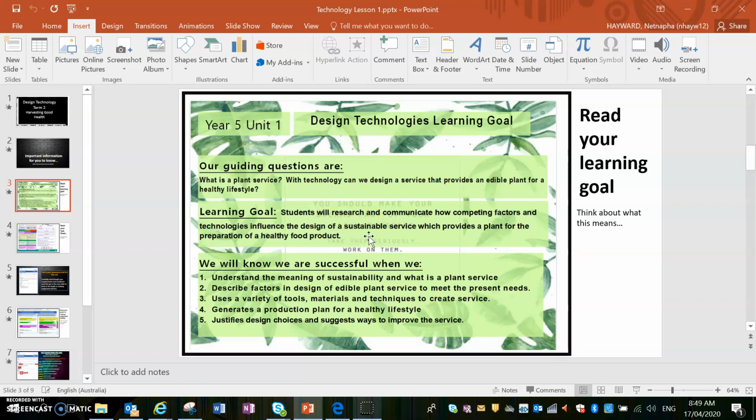Okay, you will know that you are successful when you understand the meaning of sustainability and what is a plant service. You will know how to describe factors in design of an edible plant service to meet the present needs. You also use a variety of tools, materials and techniques to create a service, generate a production plan for a healthy lifestyle, and lastly justify design choices and suggest ways to improve the service.